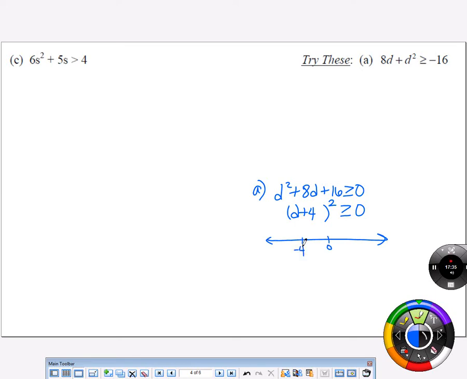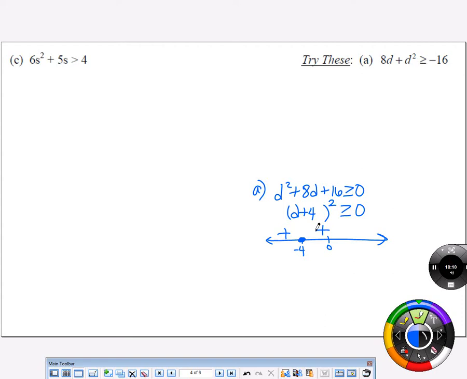Should I fill it in or keep it open? Fill it in. Okay, when I plug in numbers smaller than -4, I add them to 4 and then square it. Am I going to get a positive or a negative result? Give you a hint. The last thing you're doing is squaring the number. Positive. Okay. When I plug in a number over here, add it with 4, and then square it, I'm going to get a positive. All right, so it's a little bit different, right, because of the perfect square idea.